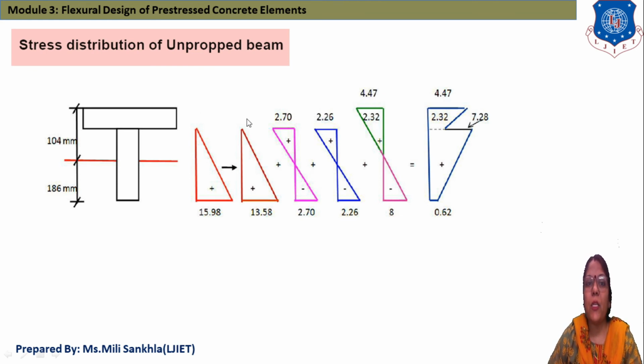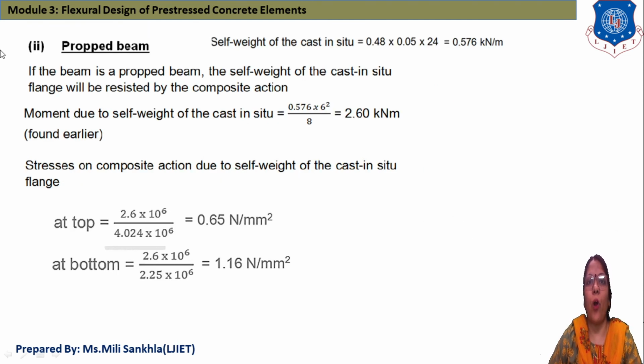Initial pre-stress, effective pre-stress. This one is the self weight of precast slab, cast in situ and composite live load. And last one, with all proper sign convention, here we get moment increase, decrease and increase. And at bottom fiber we get 0.62. Now we discuss the propped beam.